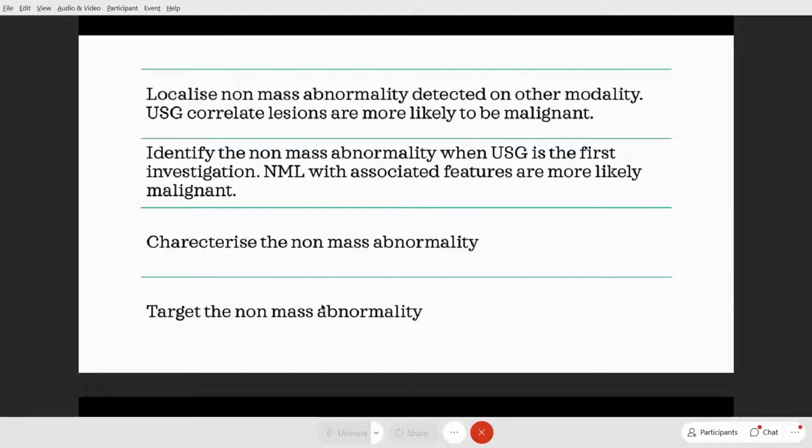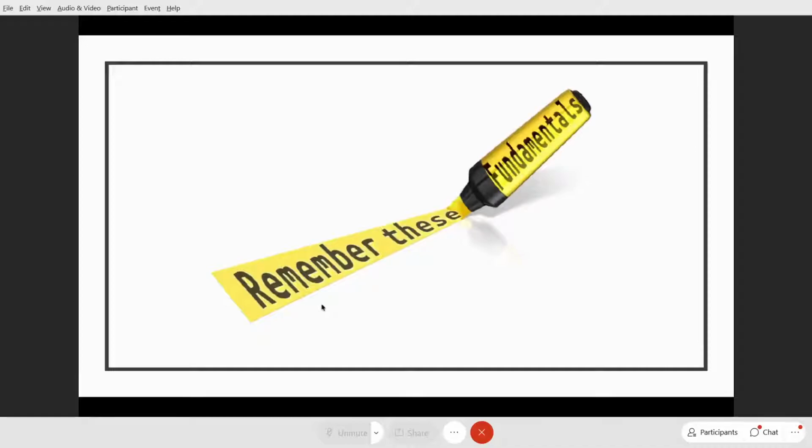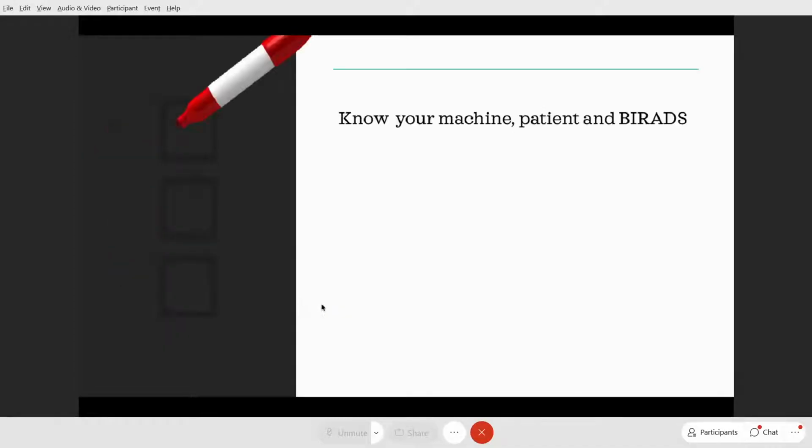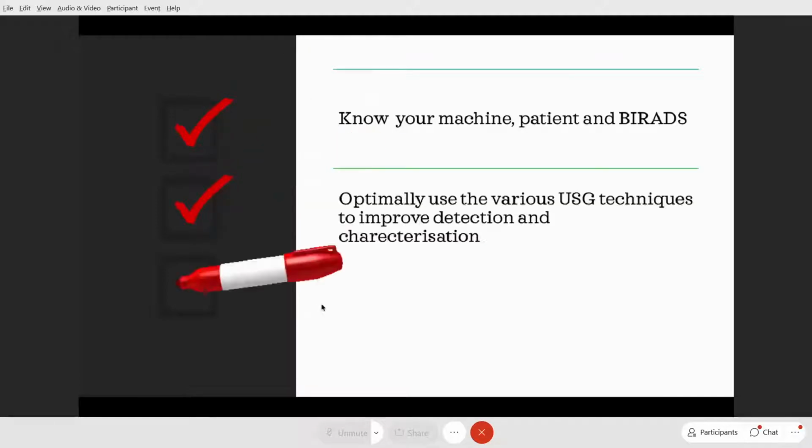And whenever it is associated with other findings like calcifications and architectural distortions, which are beautifully brought out with volume imaging, we know that the non mass lesion most likely represent malignancy. And we can also target the non mass abnormality. So remember these fundamentals. You have to know well about your machine, the patient, and the BI-RADS.